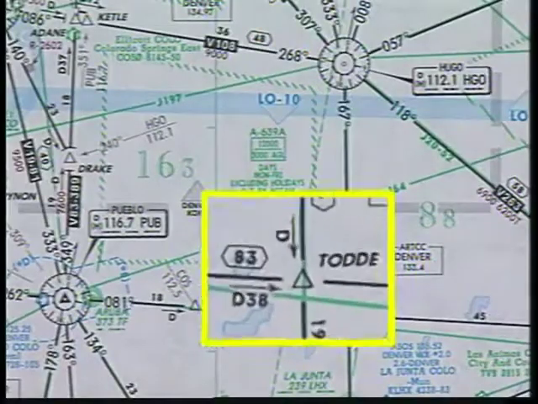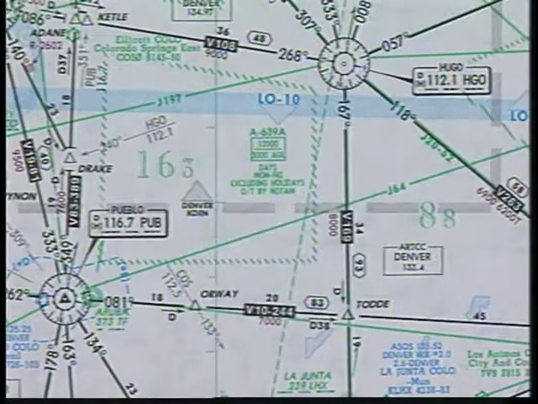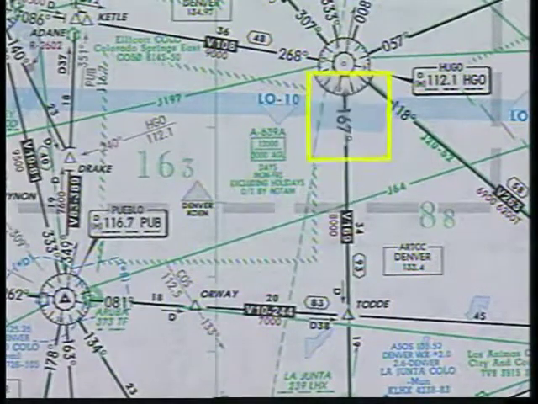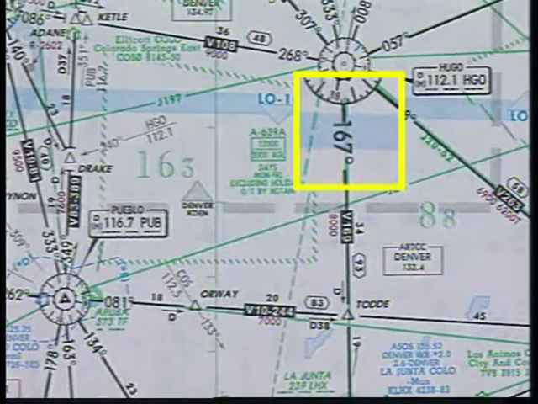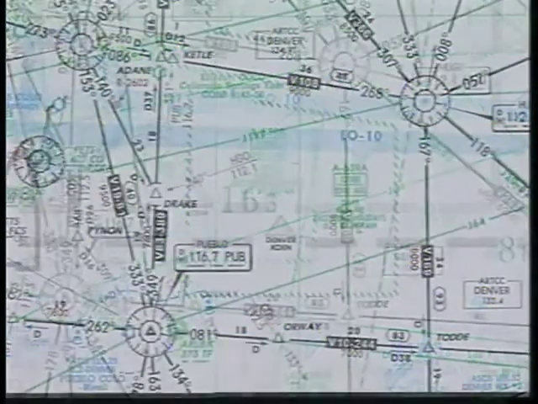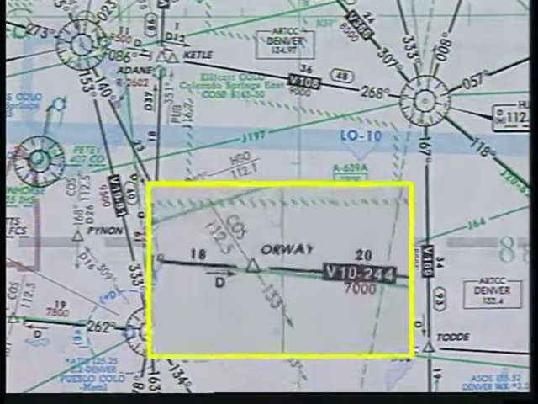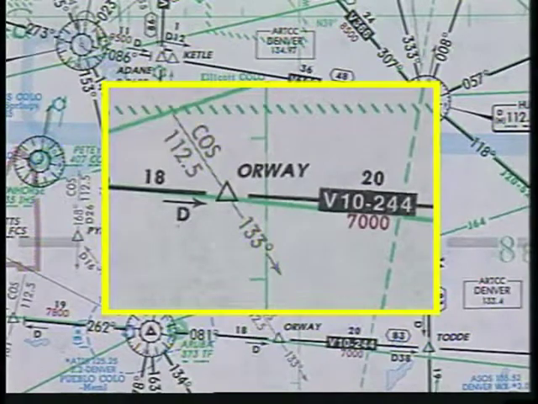An arrow along an airway points from the NavAid designating a reporting point. In this example, Toddy intersection is defined by the 167-degree radial from Hugo VORTAC and the 081-degree radial from Pueblo VORTAC. When the radial that defines a fix is not designated as a flyable route, it is indicated by a long, thin arrow. Orway is defined by the intersection of the 133-degree radial of Colorado Springs and the radial which defines Victor 10, 244.